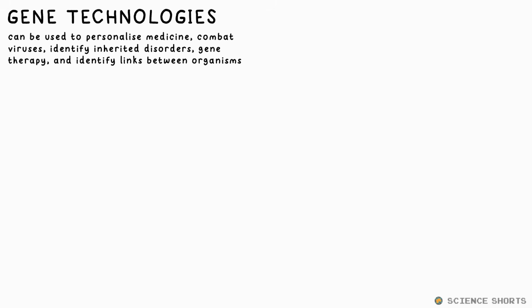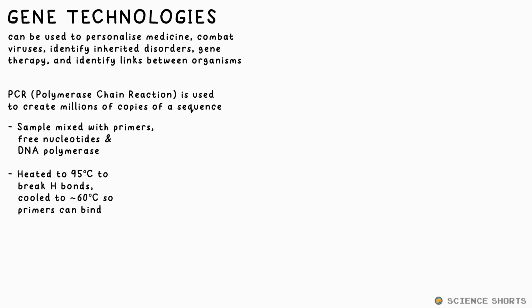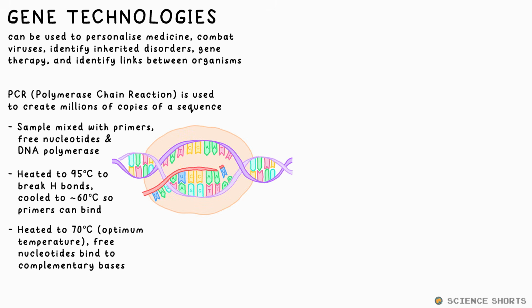First, we must make millions of copies of the DNA sample using polymerase chain reaction, PCR. The sample is mixed with primers, free nucleotides, and DNA polymerase. It's heated to 95 degrees C to break the hydrogen bonds between the strands, then cooled to around 60 degrees so the primers can bind to them. The temperature is then increased to the optimal temperature for DNA polymerase at around 70 degrees. It creates a copy of the sample by complementary base pairing using free nucleotides. This process is repeated to provide a big enough sample to work with. This is a form of cloning, to be precise, in vitro cloning.